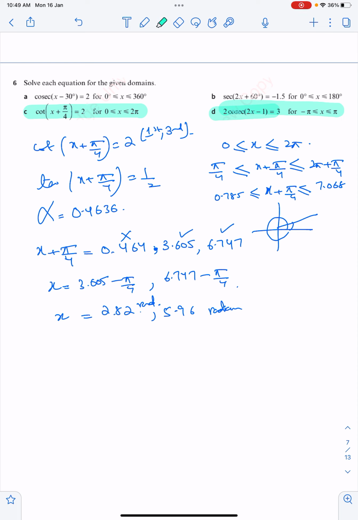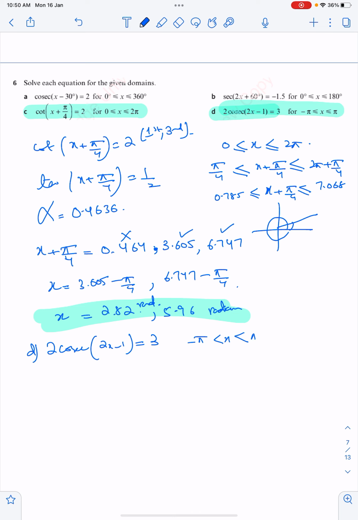Okay, moving on to the last part of this, which is 2 cosec, the D part. 2 cosec 2x minus 1 equals to 3, and the range is from negative pi to positive pi. Okay, let's alter the range first. We have to find out the angles for 2x minus 1. This is the range, given to us from minus pi to pi for x.